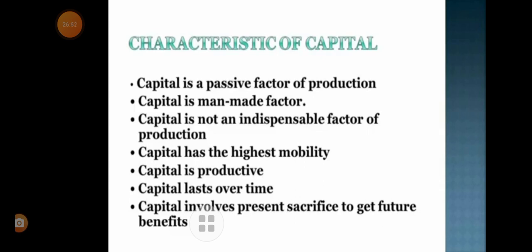Capital involves present sacrifice to get future benefits. So when you make any capital, you cannot immediately yield its benefit. You have to wait for some period, then only capital will produce benefits.